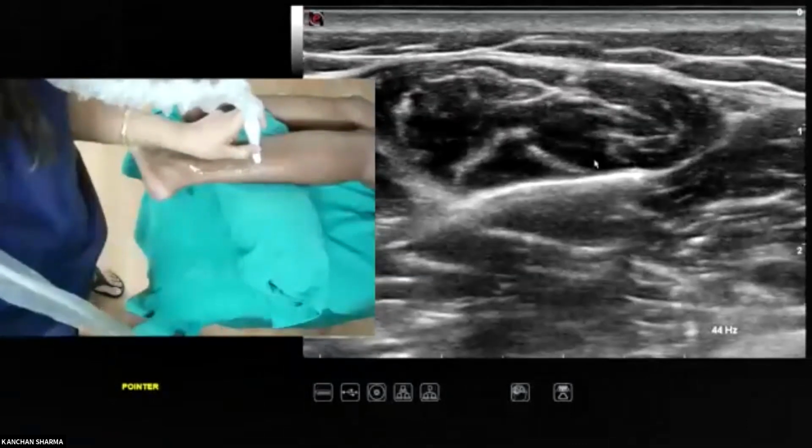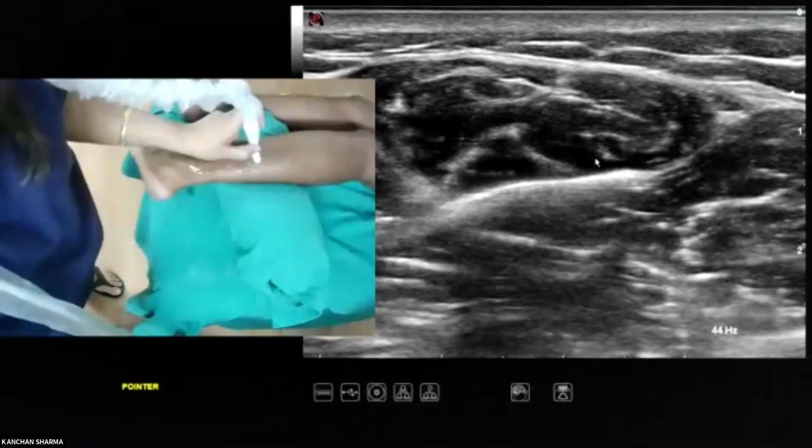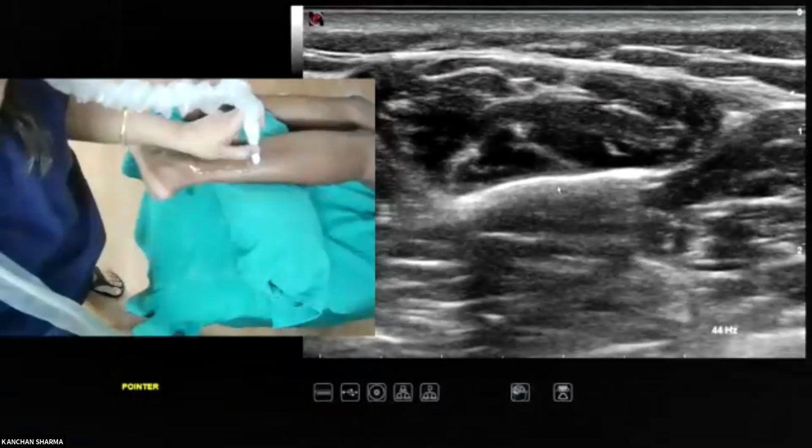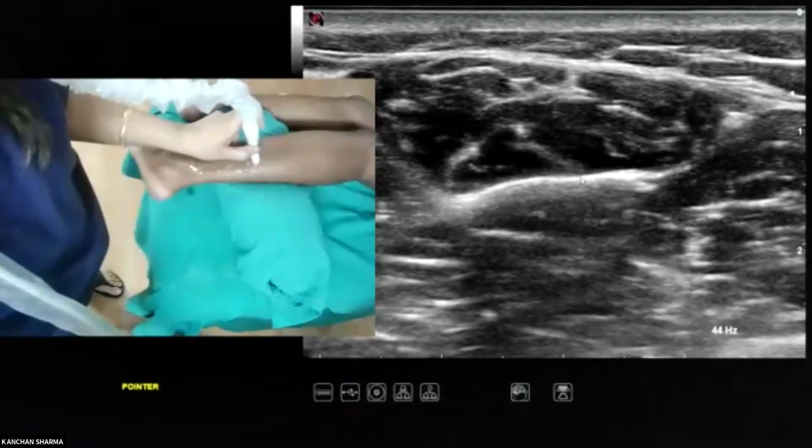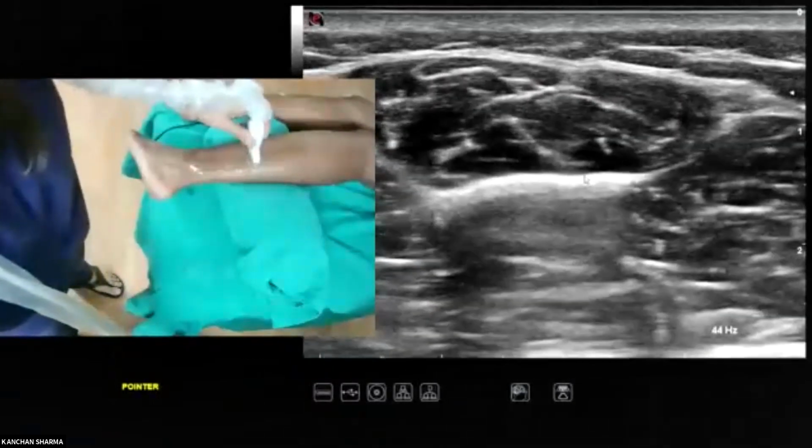This muscles and all I will show you, don't worry. When I will be showing you the superficial peroneal nerve, that time I will show you. So just concentrate on what I am telling you right now. So this is the bone, this is our fibula. How was the probe? Probe is in short axis.